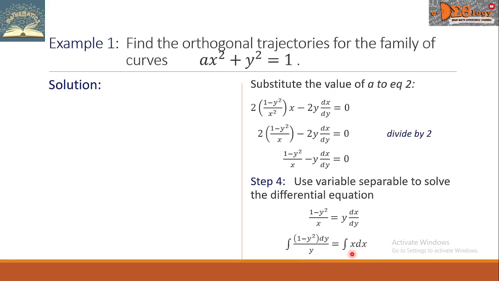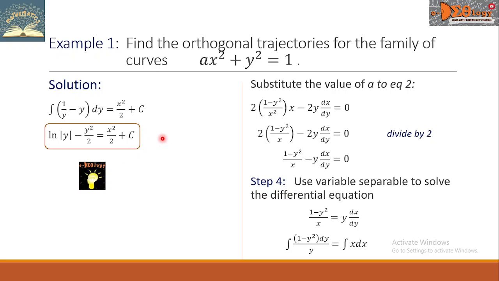On the right side, we can get the integral of x dx easily. While on the left side, we're going to separate the integrand. So this 1 minus y squared all over y becomes like this: 1 over y minus y. Then let us take the integral of each of the terms. The integral of 1 over y is natural log of the absolute value of y, minus the integral of y, which will be y squared over 2, equals, the right side is x squared over 2 plus c. This is now the final answer.